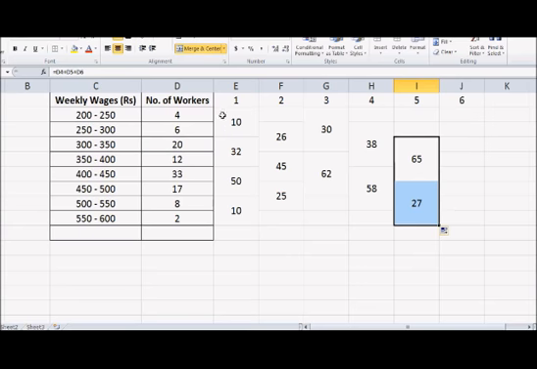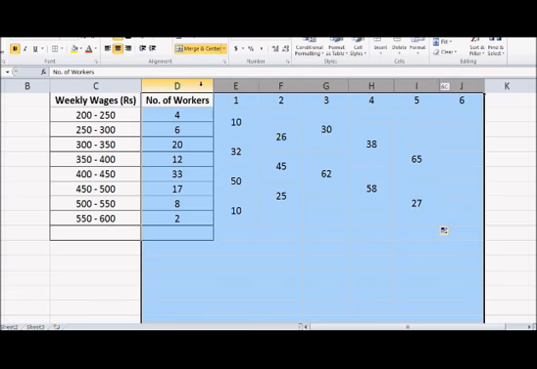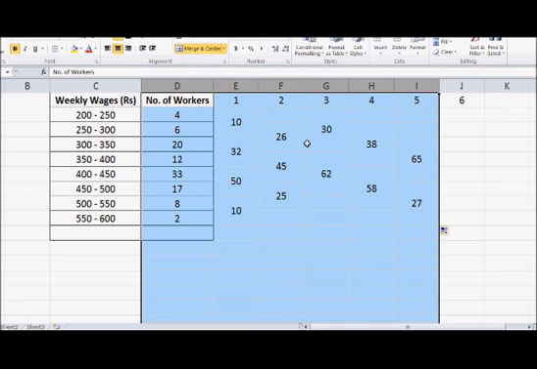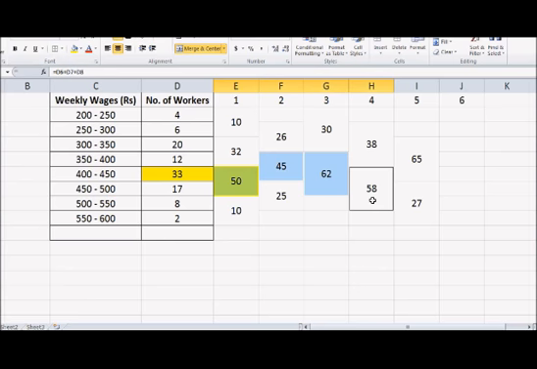Okay, next step, we take the maximum in each of these columns starting from this column. Maximum in each of these columns up to 5, and let me just highlight the maximum. So in this, here this is the maximum, here this is the maximum, here again 45 is the maximum, here 62, 58 and 65. Okay, so these are the maximums.